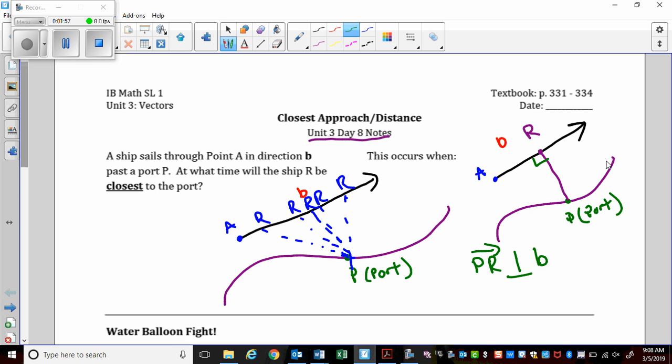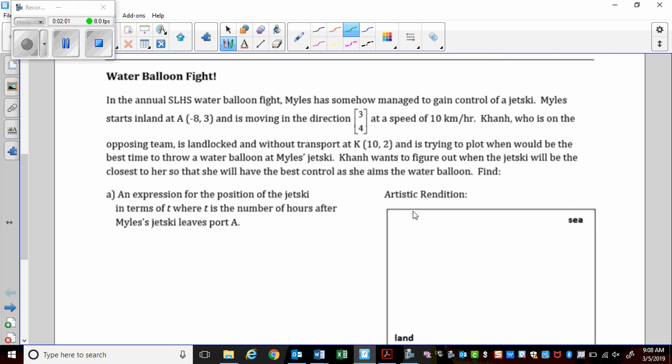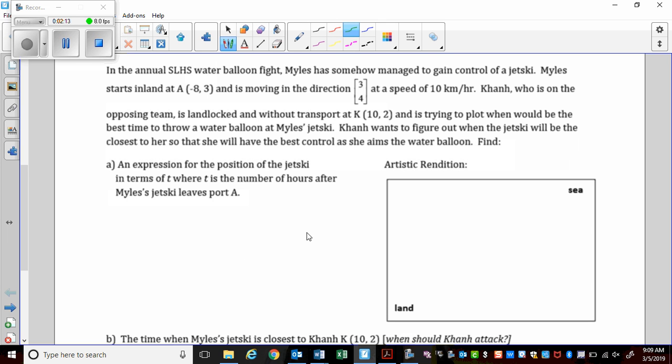All right, we are going to try this. It says the annual water balloon fight, Miles has somehow managed to gain control of a jet ski. Miles starts inland at A, which is (-8, 3), and is moving in the direction of (3, 4) at a speed of 10 kilometers per hour. King, who is on the opposing team, is landlocked without transport at (10, -2).